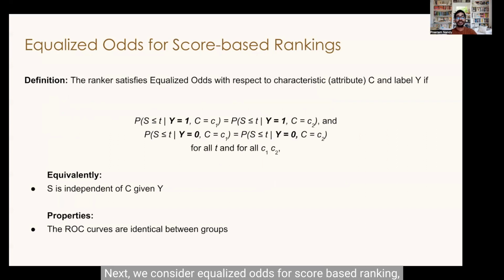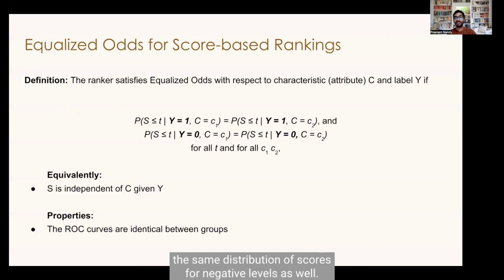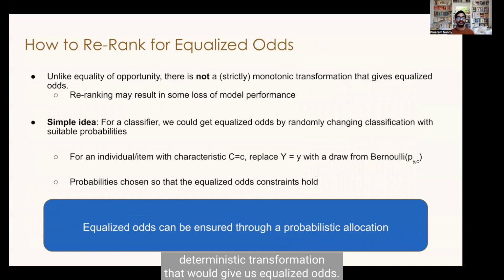Next, we consider equalized odds for score-based ranking. Equalized odds is the same as equality of opportunity with an additional constraint which guarantees the same distribution of scores for negative labels as well. Unlike equality of opportunity, there is no deterministic transformation that would give us equalized odds. We can solve this problem with some probabilistic transformation.